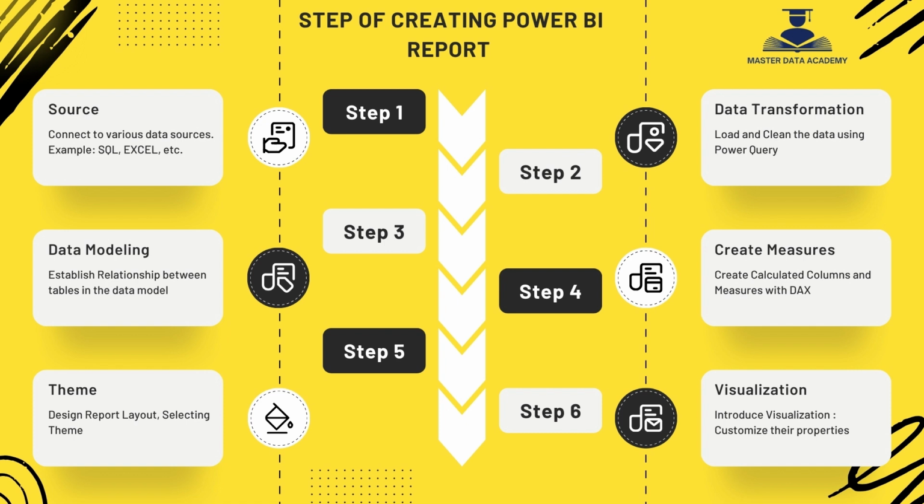Step 3. Data modeling. Next is data modeling. This is where we establish relationships between tables. Imagine having separate tables for customers, orders, and products. Data modeling links them together, allowing us to create unified insights. A well-structured model not only simplifies reporting but also improves performance and accuracy.